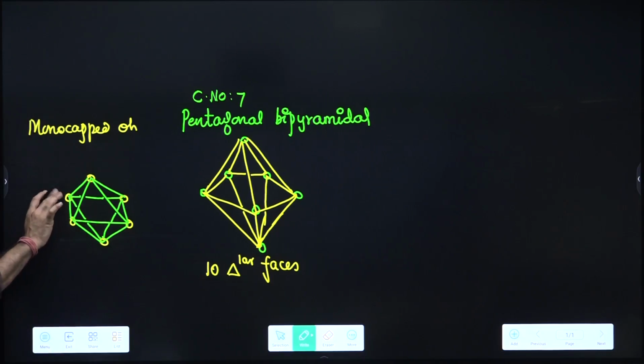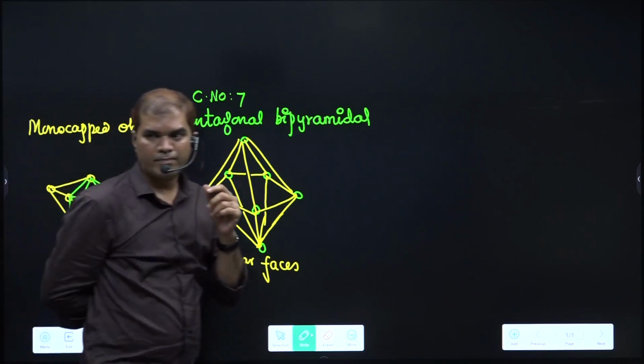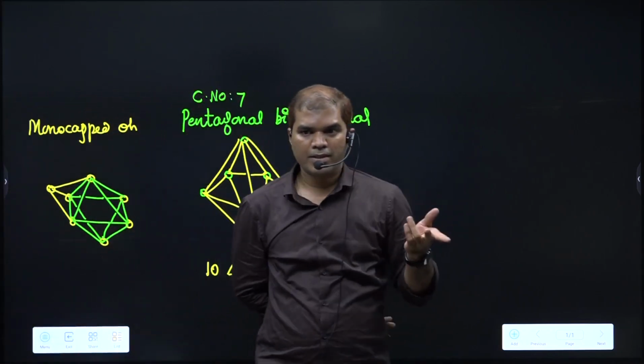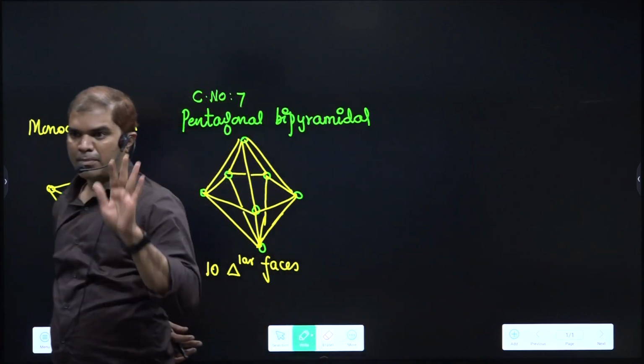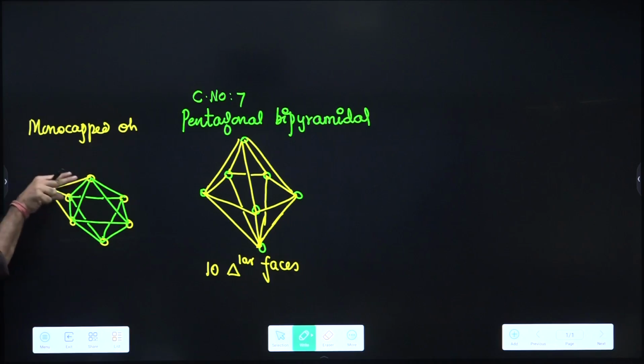This is simple octahedra. Anywhere you can put a cap. This is monocapped octahedra. Octahedra has how many faces? Octahedra, 8 faces. But one face is getting capped. One face is getting embedded. So don't count this face. But the new cap is providing how many faces? 3 faces. The new cap is providing 3 faces.